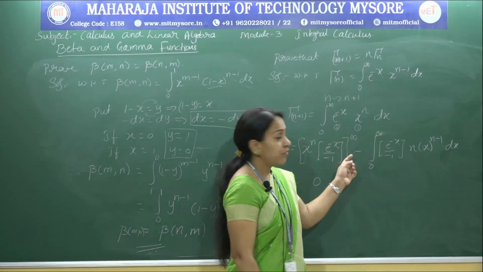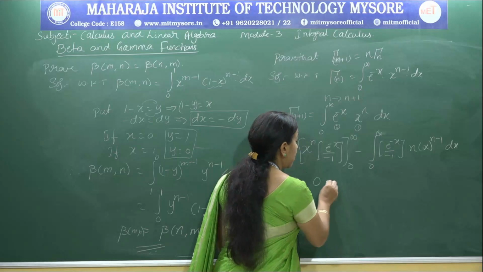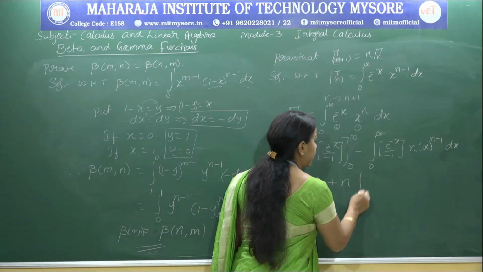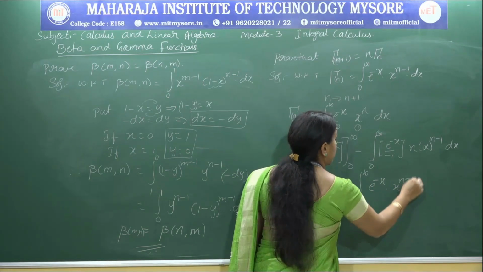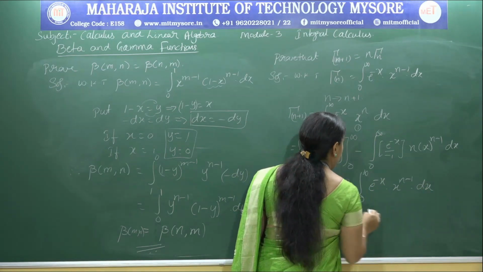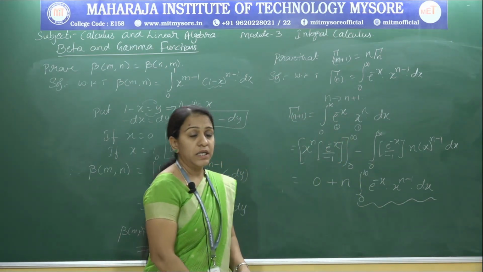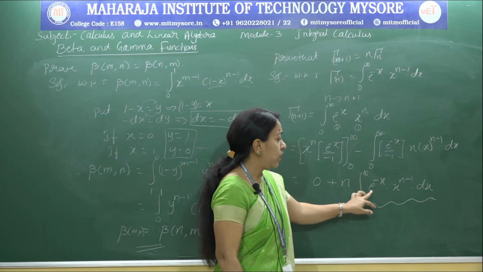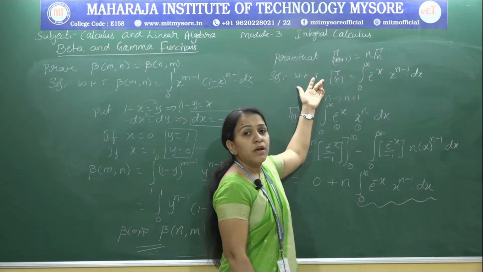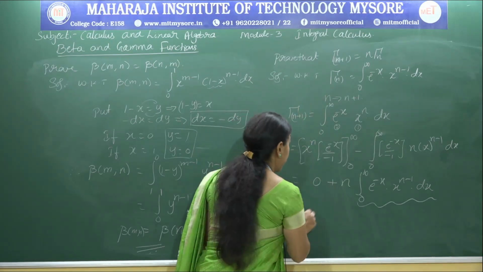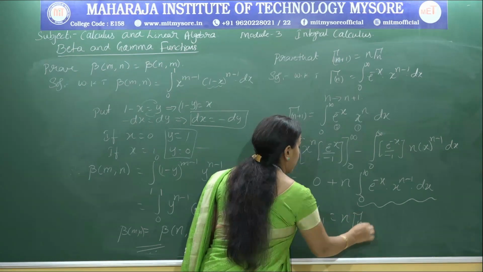And what about the second term? Minus of minus is plus, and I can take n common, so that plus n into the integral 0 to infinity e power minus x into x power n minus 1 dx. Now, go through this integral. That integral 0 to infinity e power minus x into x power n minus 1 is nothing but gamma n. Therefore, we prove the required result: gamma n plus 1 is n into gamma n.